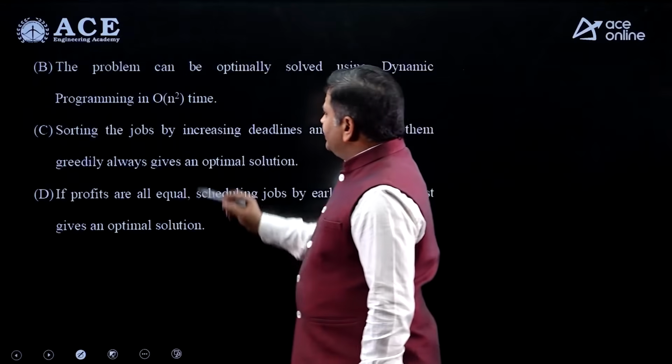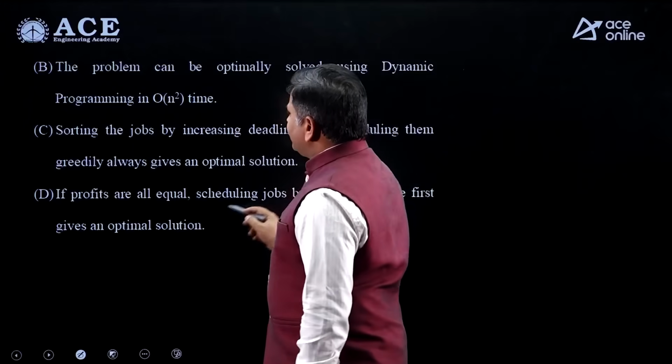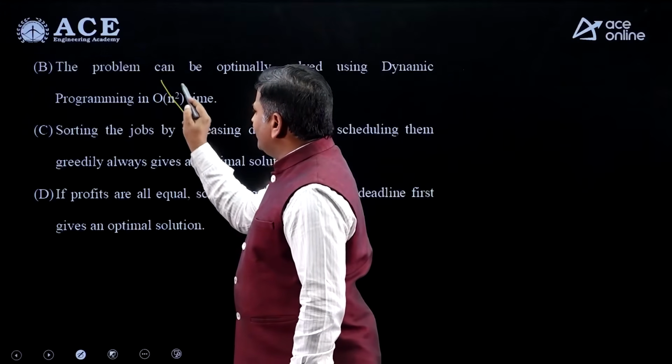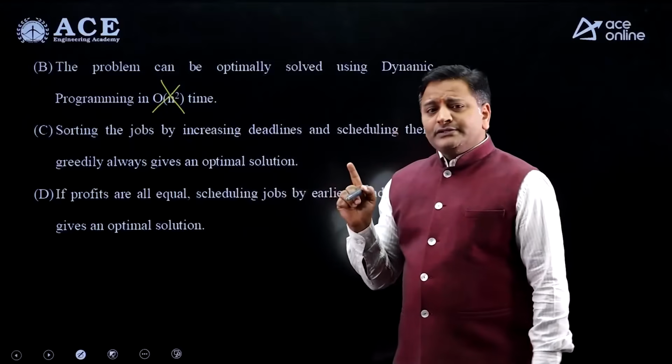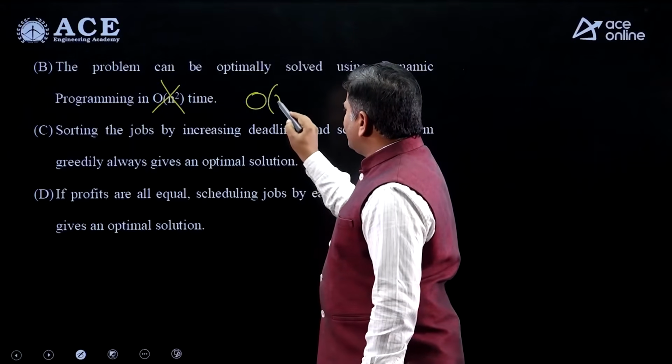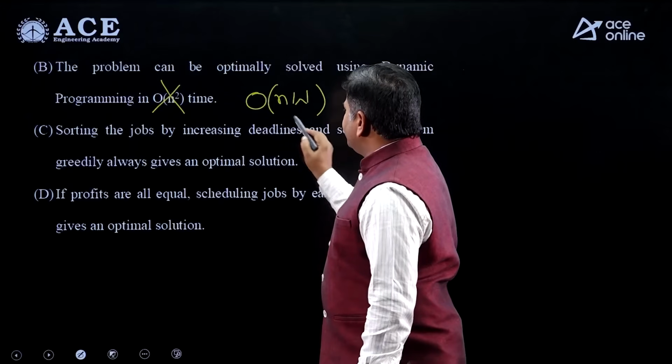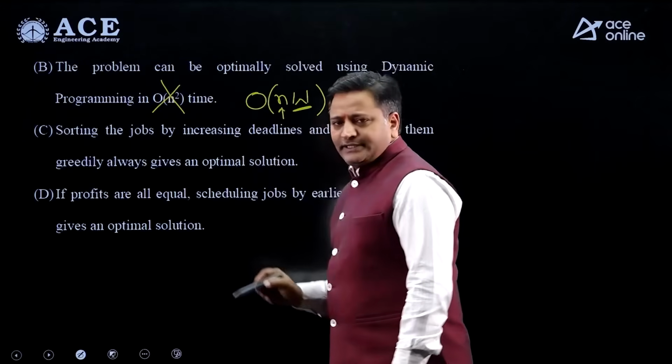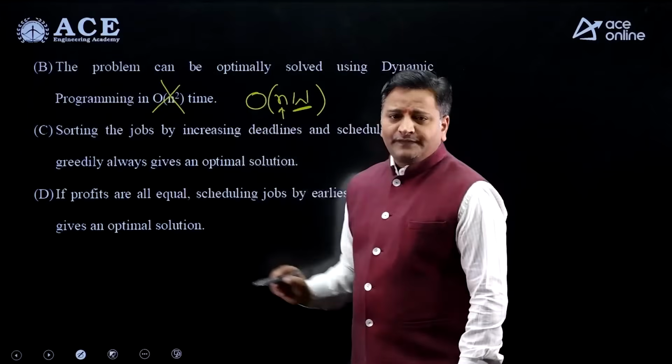Second statement, the problem can be optimally solved using dynamic programming in order of n square time. No. This problem we can solve by using dynamic programming, but dynamic programming will take time complexity something like order of n into w, where n indicates the number of objects and w indicates the knapsack size. So it cannot be order of n square.